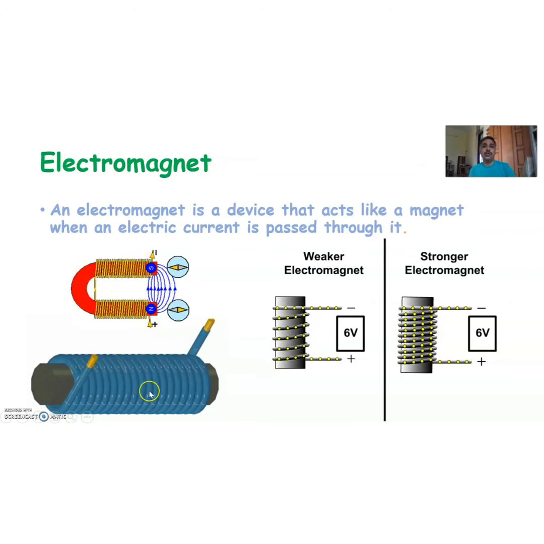And here also you have an insulated wire wound around an iron core, and when current flows through this arrangement, we get a magnetic field around this setup. This you call an electromagnet. So we are producing magnetism by passing an electric current. We can increase the magnetic field by increasing the current.